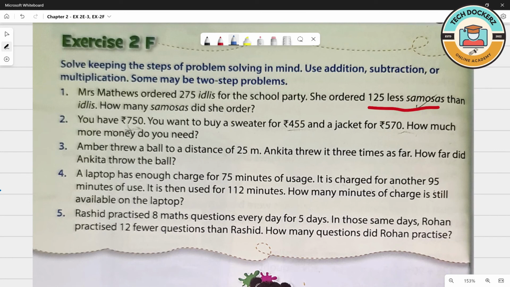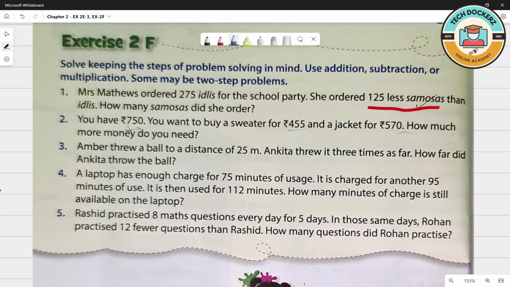Question number 5. Rashid practiced 8 math questions every day for 5 days. In those same days, Rohan practiced 12 fewer questions than Rashid. How many questions did Rohan practice? What is the signal word here? Fewer, or we can say less. So once we find such words, we will do the subtraction.